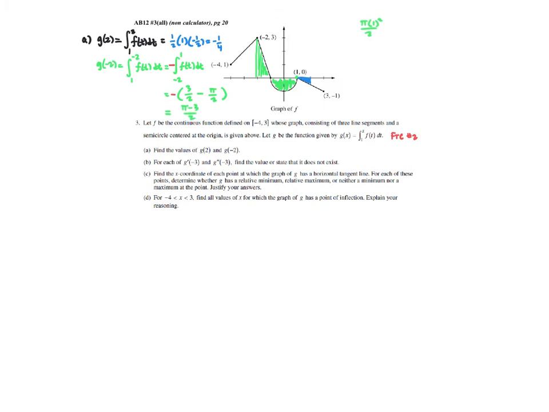Okay, so this will come out to be a positive number, which tells me that this triangular space is a little bit bigger than this half circle, or semicircle. Okay, so that's part A. We got g of 2, which ends up being negative 1/4, and we got g of negative 2, which is pi minus 3 over 2.